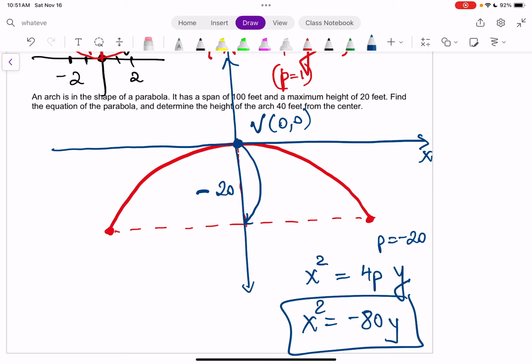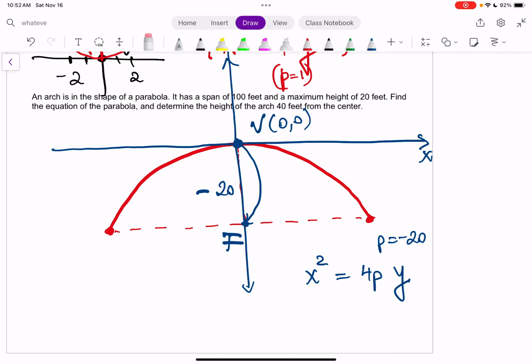Then it says, determine the height of the arch 40 feet from the center. Okay. Oh, wait a minute. That's not correct. That doesn't mean the focus is here. We don't know where the focus is. Okay, we do have to find it. That would have definitely been a common mistake, to assume that the focus is right at the end of that arch, but that's not true.